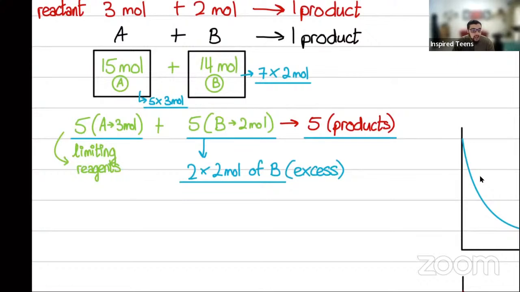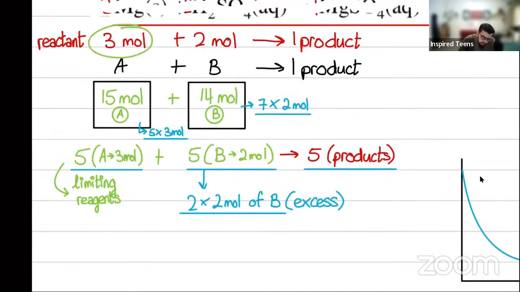Okay, reactant A is the limiting reagent, because it is the one that would finish first. If you mix reactant A and reactant B together, 3 moles of A are going to react with 3 moles of B. So you start off with 15, then it goes to 12 if you're using 3 moles each time. Then you use up 2 moles of reactant B at a time.